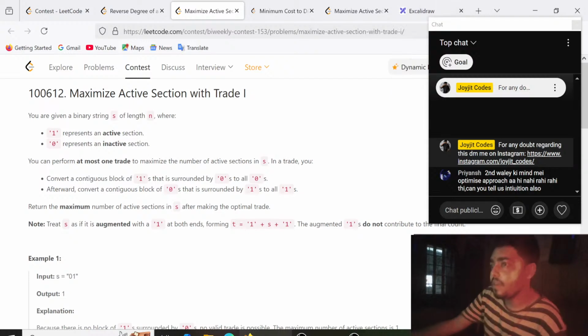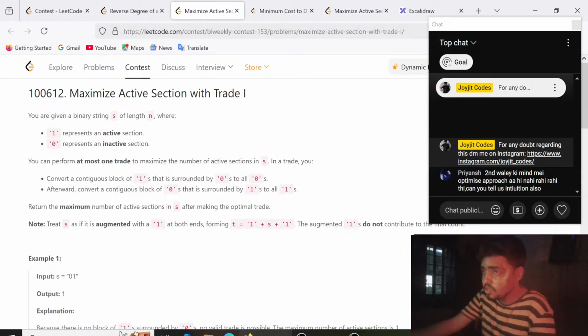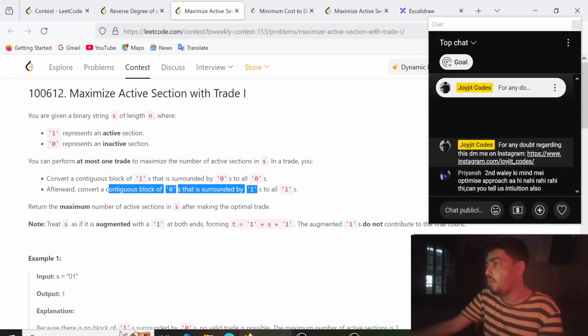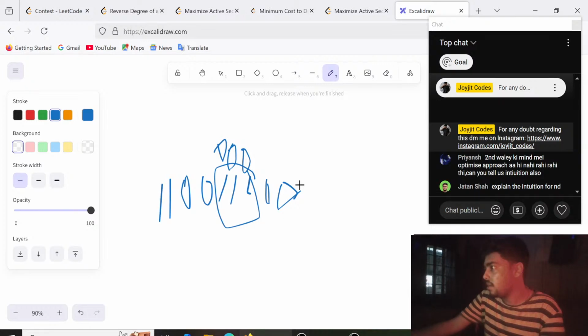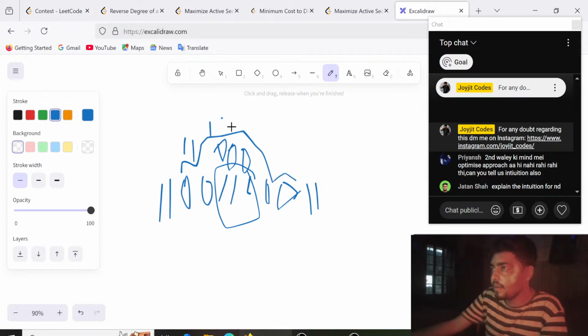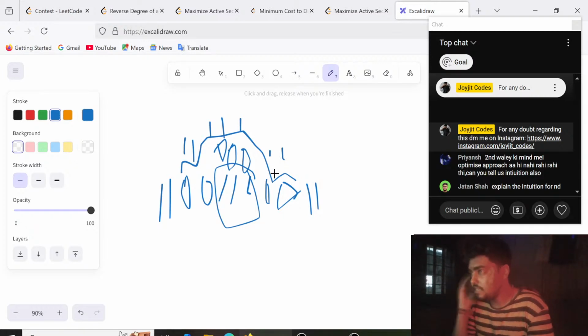The thing is, this is the first thing. We can convert any contiguous ones into zeros, and after that we can also convert the contiguous zeros into ones if they are surrounded by ones. Which means that now over here, if there are ones, and there is 1 1, I can again convert all of these zeros that I got into 1 1, right? So this is one of the things that we can see straight off.